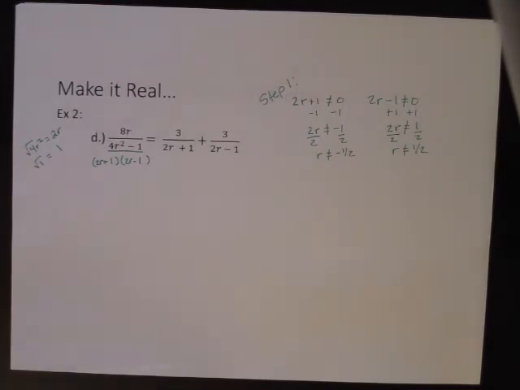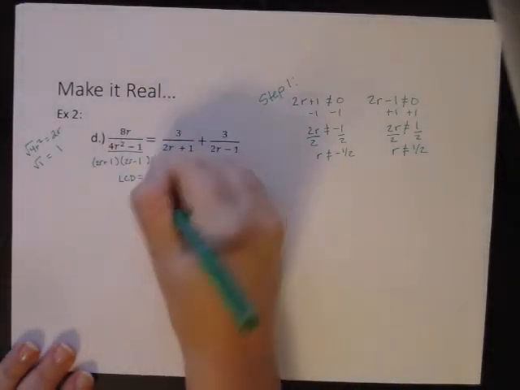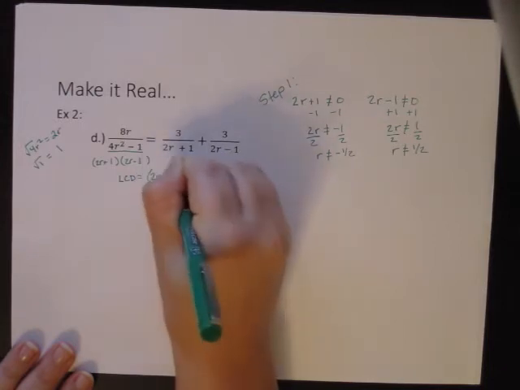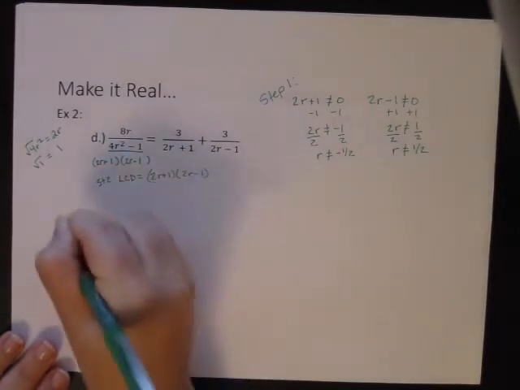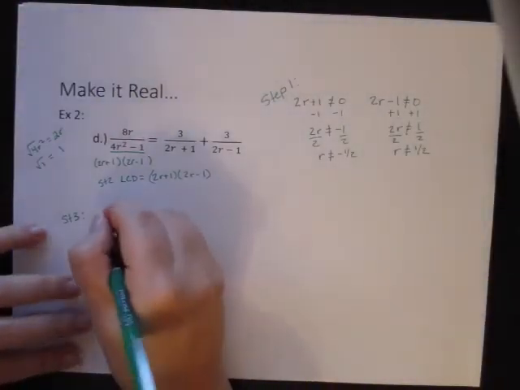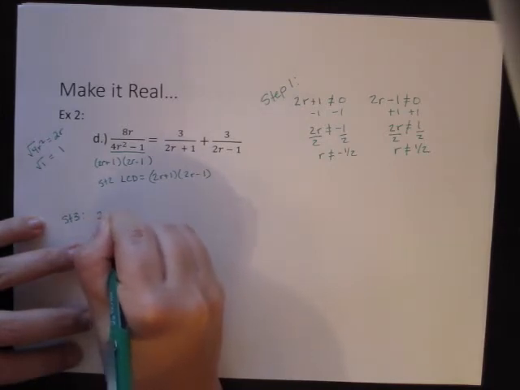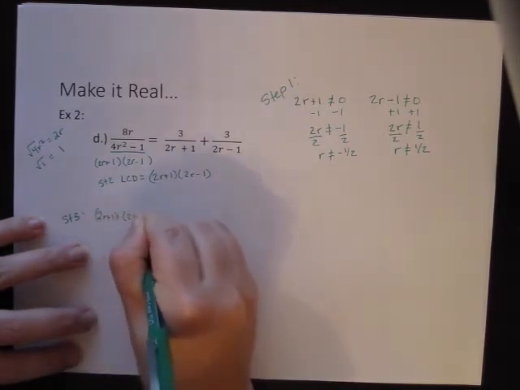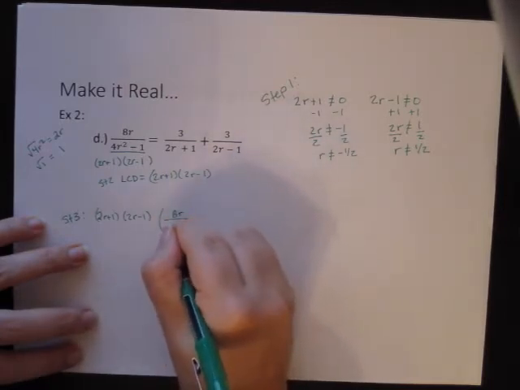Alright, step 2. We have to figure out what our LCD is. So the LCD is going to be 2r plus 1 times 2r minus 1. Their max is just 1, so you can just write it out. So this is step 2. Step 3, we have to write our LCD times each term. This takes time, so write this out. So we go 2r plus 1 times 2r minus 1 times 8r, and I'm going to write it in factor form so it's easier to see.